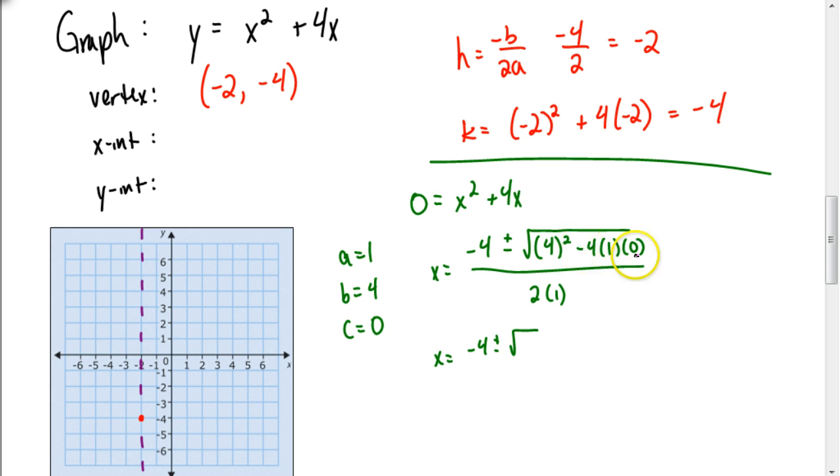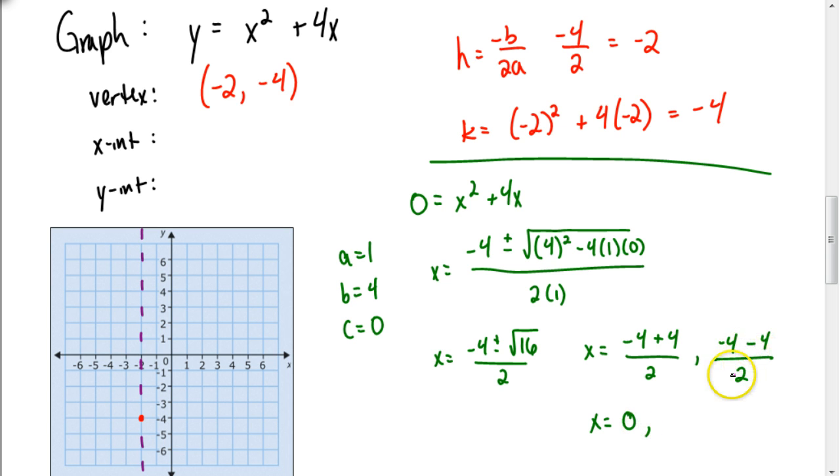Well, what happens on the inside of this radical here: 4 squared is 16, but then negative 4 times 1, even though that's negative 4, it doesn't matter, because if we multiply that times 0, it's 0. So we end up with just the square root of 16 here, all divided by 2. That means your x-intercepts are going to be negative 4 plus the square root of 16, which is 4, divided by 2. And then we'll have negative 4 minus 4, square root of 16, which is 4, all divided by 2. So your x-intercepts are going to be at negative 4 plus 4 is 0, divided by 2 is 0.